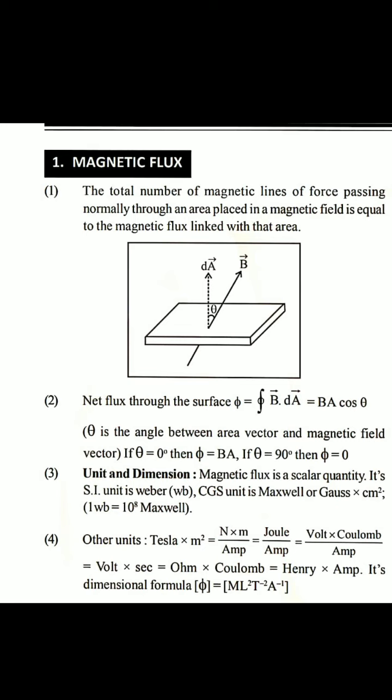Okay, and other units are also present, but they are not so important. The dimensional formula of phi is M L square A to the power minus 1 T to the power minus 2. The other unit you get is Tesla into meter square. Tesla means Newton into meter by ampere, which equals joule. That means from one unit we can derive many units. But these other units are not so important. You just remember the SI unit is Weber, the CGS unit is Maxwell, and the dimension is M L square T to the power minus 2 A to the power minus 1.